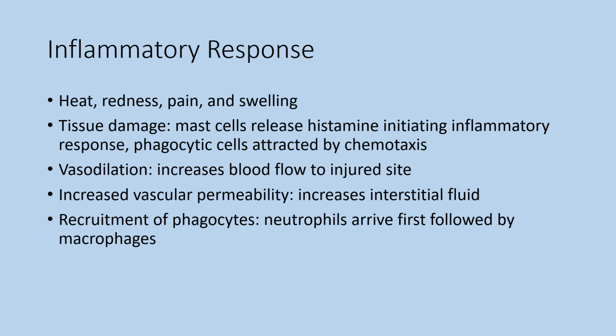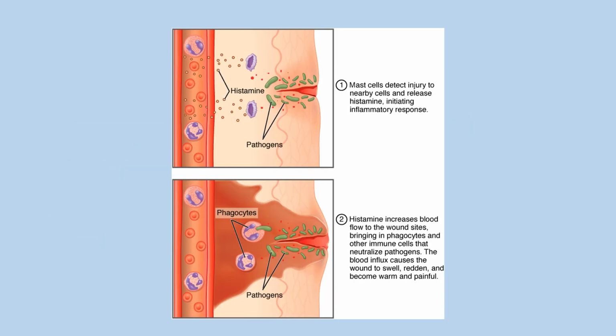You also need to clean up. You've had an injury. You're going to have tissue damage. You're going to have debris there. You need to clean that up. And the phagocytes will also clean up any damaged tissue that's in the area. In terms of phagocytes, neutrophils will be the first ones to arrive, and then the macrophages will arrive second.